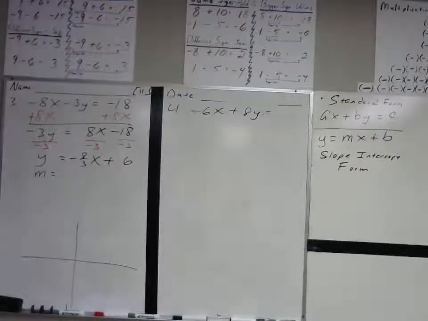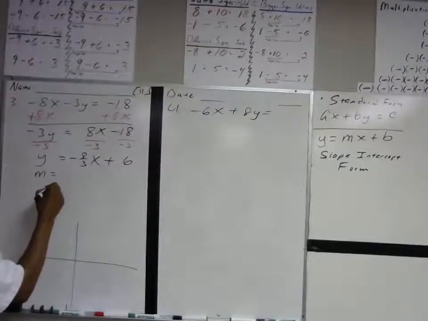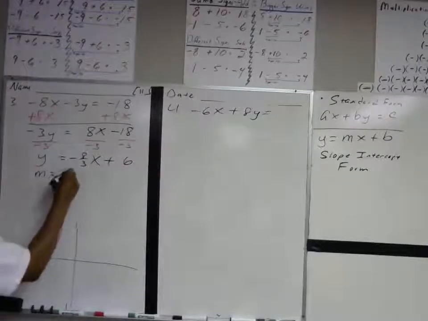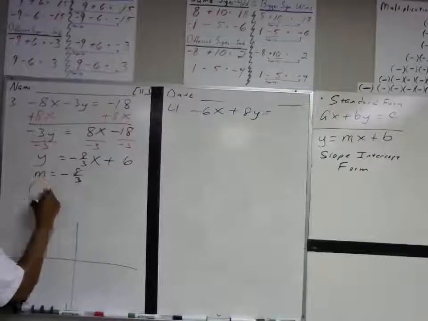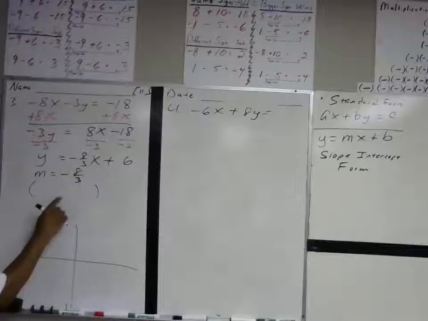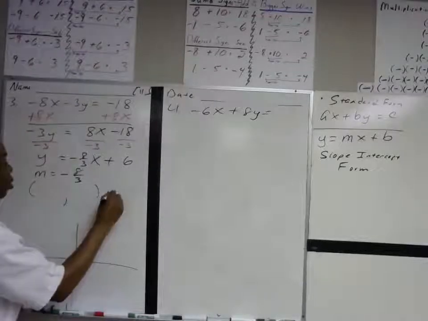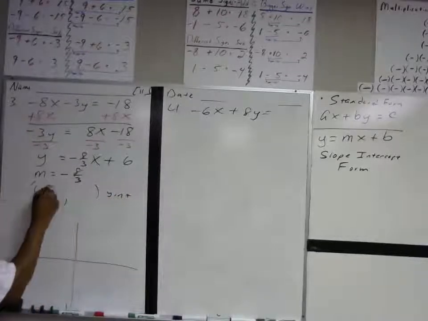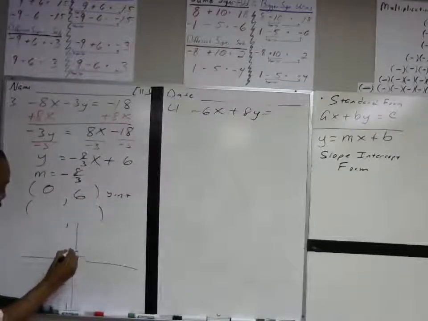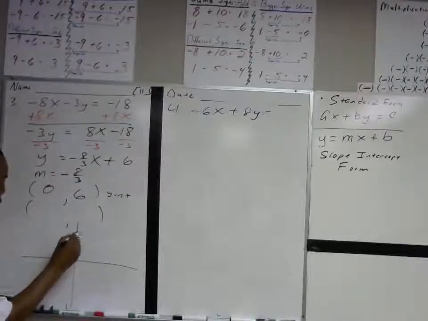Starting from here. Where are we now? Sims, what is the slope? That's negative 8/3. Yes. Riven, give me the y-intercept. 0, 6. Yes. 0, 6 is 1, 2, 3, 4, 5, 6. Got it?